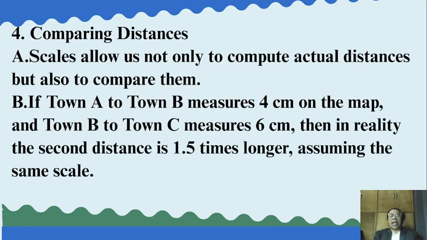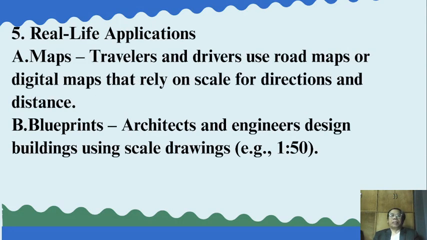Comparing distances. Scale allows us not only to compute actual distances, but also to compare them. If town A to town B measures 4 centimeters on the map, and town B to town C measures 6 centimeters, then in reality, the second distance is 1.5 times longer, assuming the same scale.